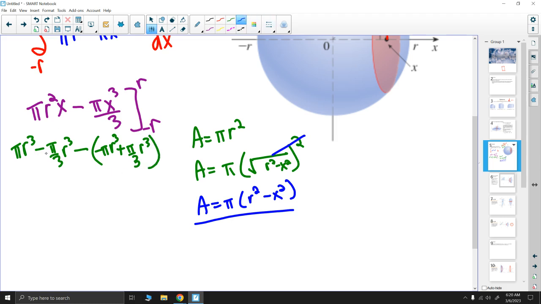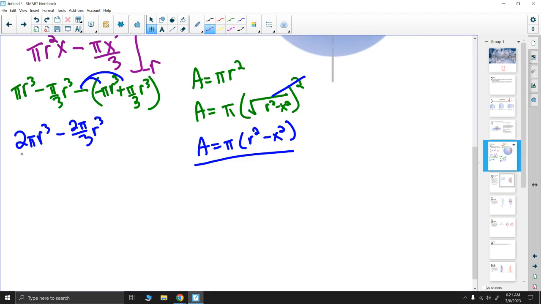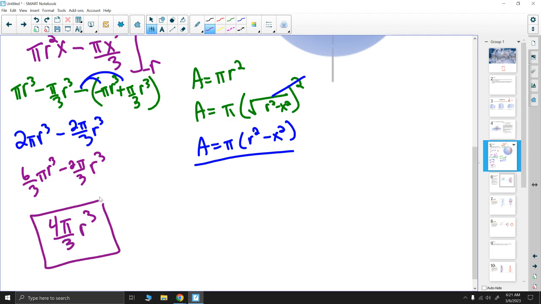Okay, so distributing this negative in, we have pi r cubed plus pi r cubed is 2 pi r cubed. We have negative pi thirds minus pi thirds is minus 2 pi thirds r cubed. Now these are like terms, so we can combine them. This would be like a 6 over 3 pi r cubed minus 2 pi over 3 r cubed. So 6 minus 2 is 4 pi thirds r cubed. That is our volume as we expected.